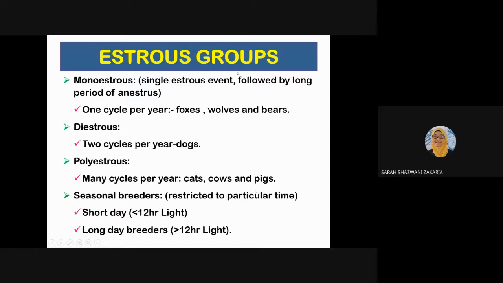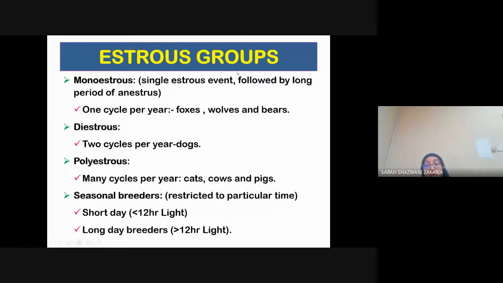This takes place when a female is on heat. These types of estrous groups apply to many organs across a great diversity of animals, and each animal has different cycles. Some are monoestrous, one cycle per year. You can imagine they only reproduce once a year. Diestrous, two cycles per year. Polyestrous, many cycles per year.